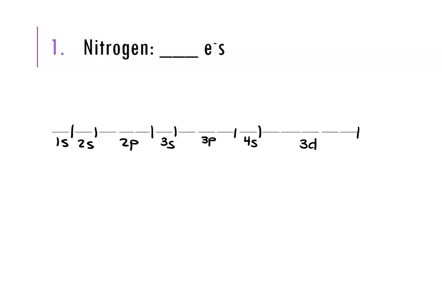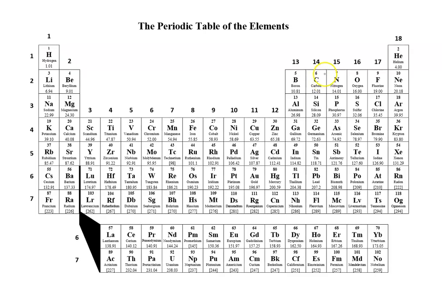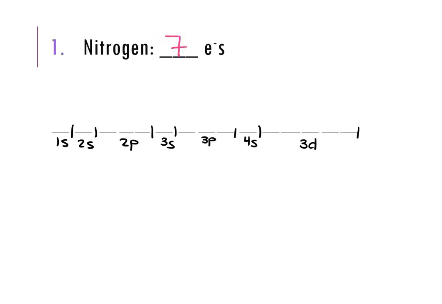So I'm going to go through and do all of the practice problems on the electron configuration handout. We'll start with nitrogen. We'll go to the periodic table to see how many electrons nitrogen has. Nitrogen is here, and it's got atomic number 7, so it has 7 electrons. Now we're going to fill in the electrons on the diagram that we have created here.